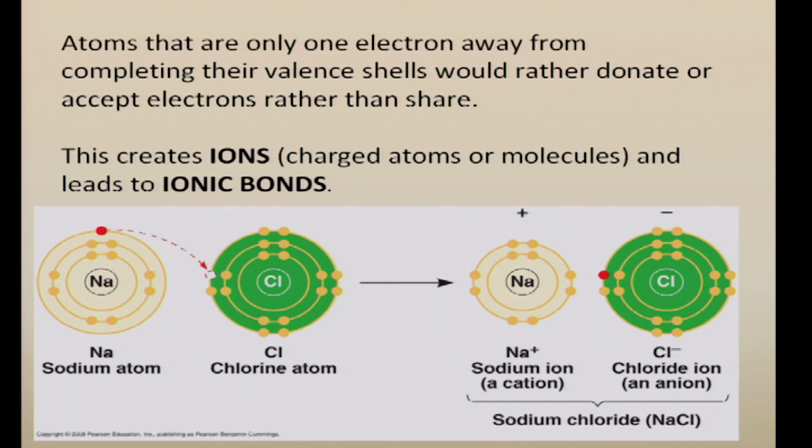And as a result, chloride also experiences the same thing, but kind of the opposite here. Chloride started with 17 protons, but now has 18 electrons. So it has 1 more negative charge that doesn't have a partner. Therefore, chlorine becomes chloride with a negative 1 charge. So we have a positively charged ion and a negatively charged ion.